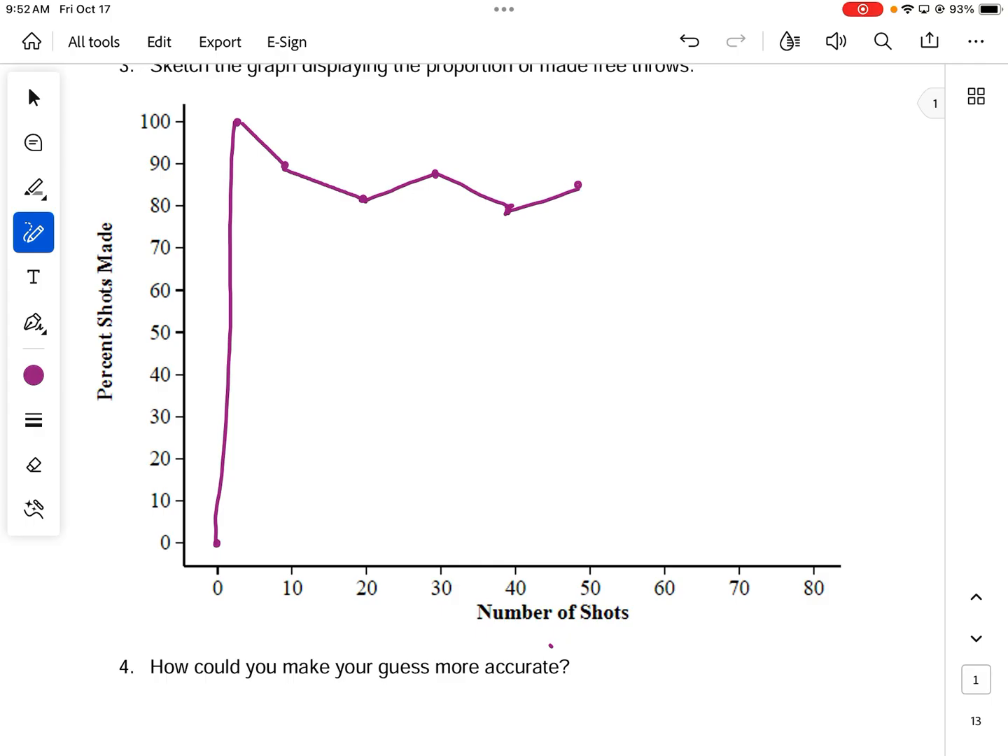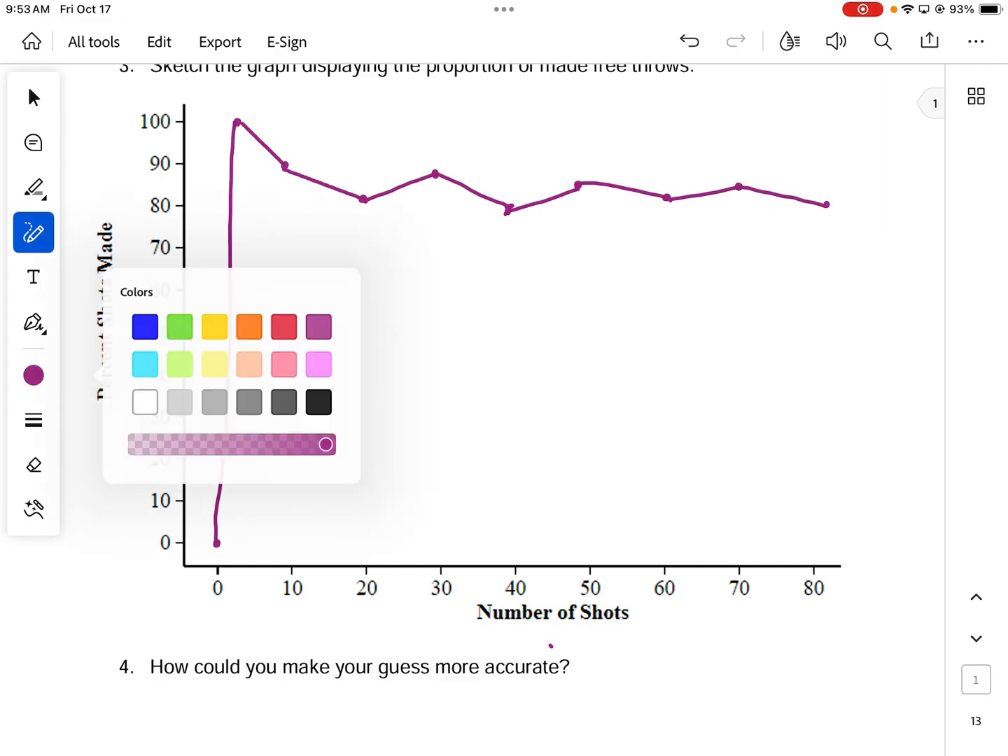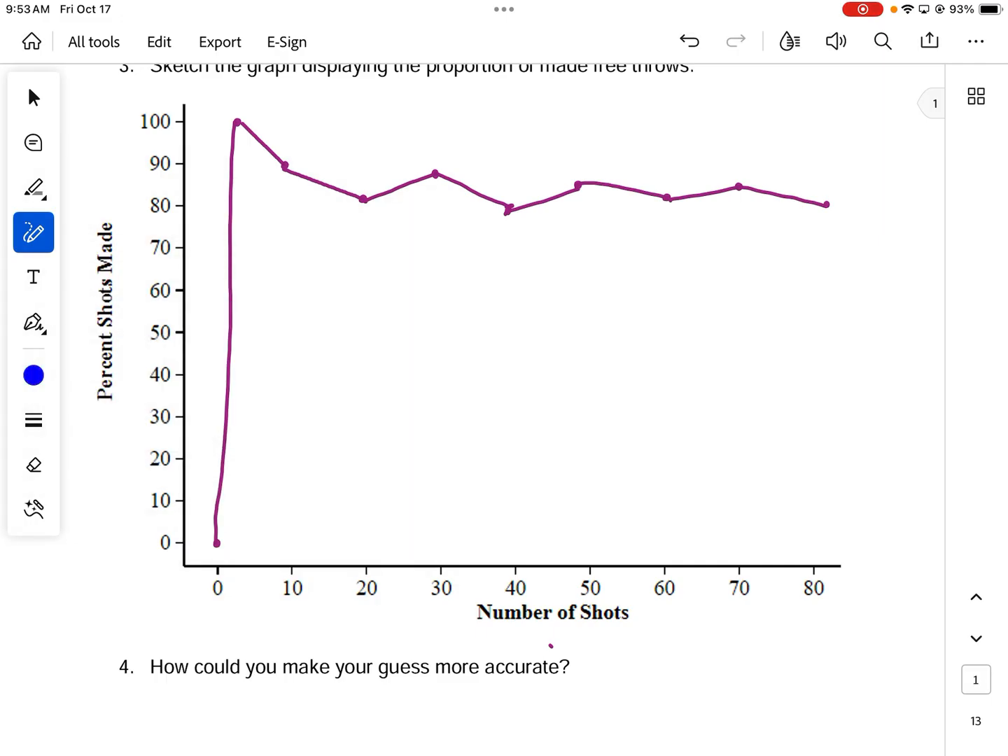At 60 trials, I was right at 80, well, I think if I rounded. And then 70 was 81. And 80 was like 79. And the claim was that she had an 80% shot record of free throws. So put a dotted line at 80.